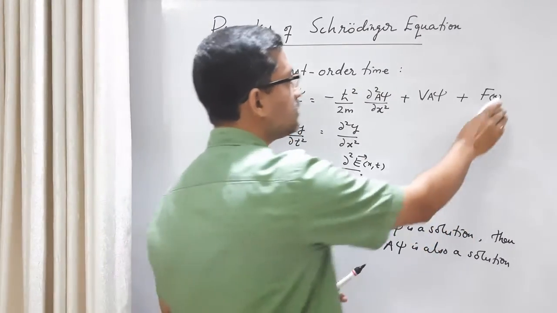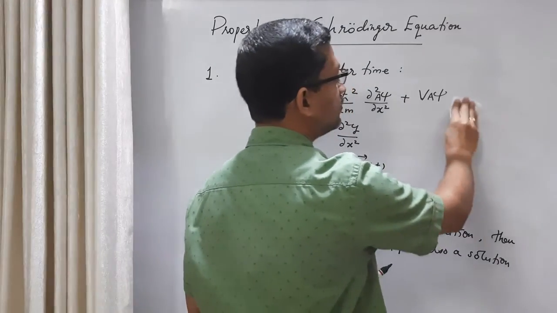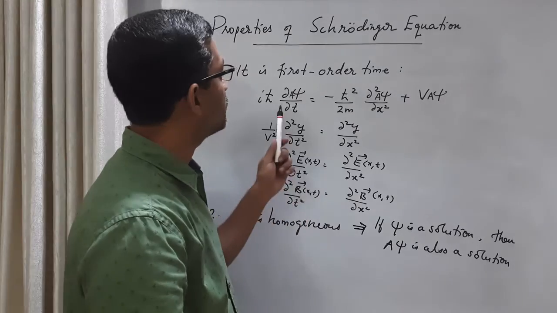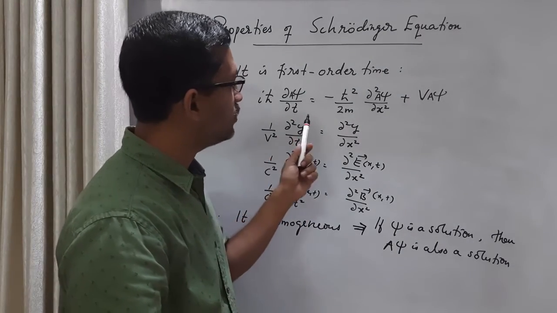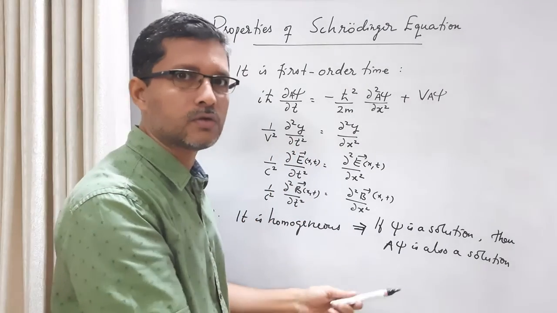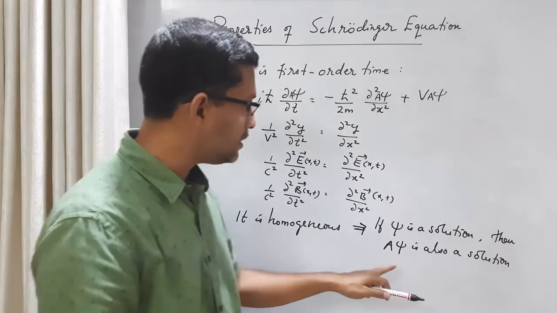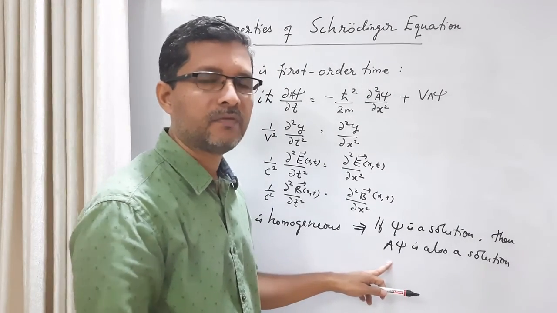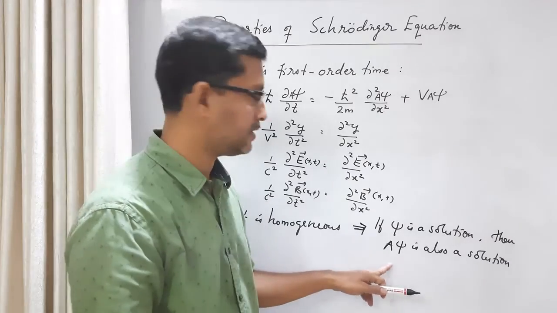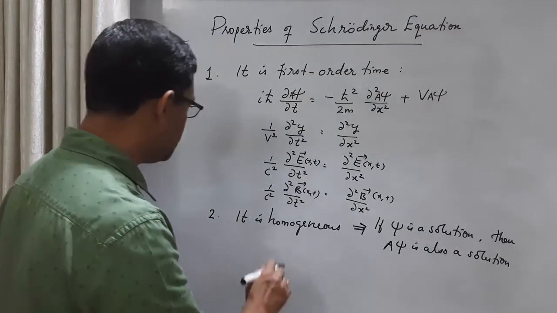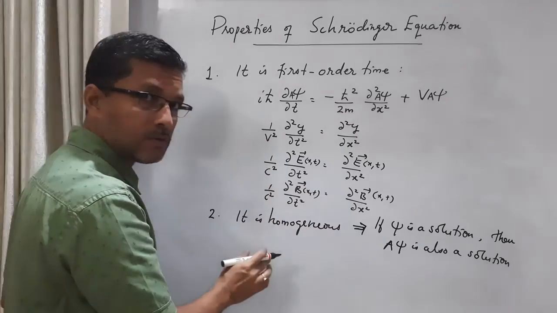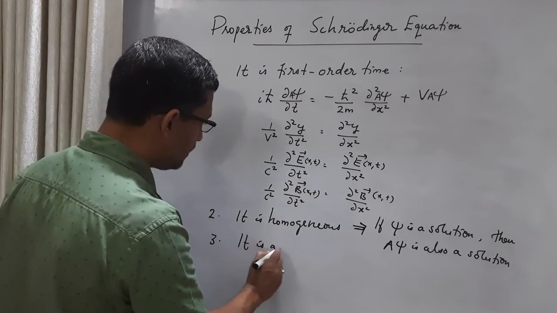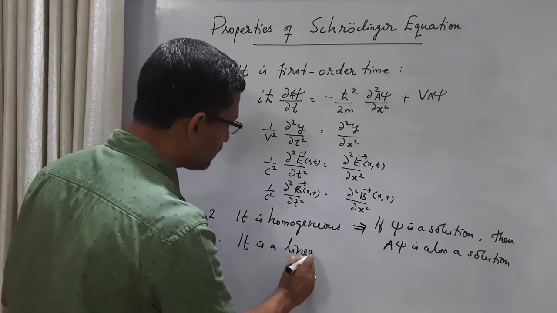So since there is no such source term or non-homogeneous term in the Schrodinger equation, any solution multiplied by a constant is also a solution. We will later see that this has importance when we discuss the normalization of the wave function. So other wave equations are also homogeneous. Now the third property is that it is a linear equation.